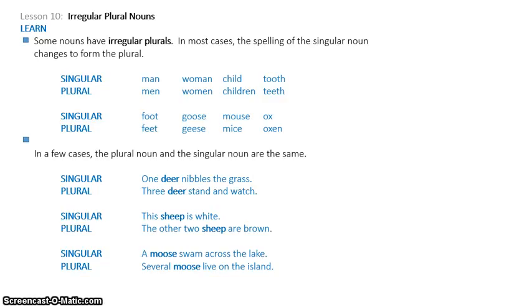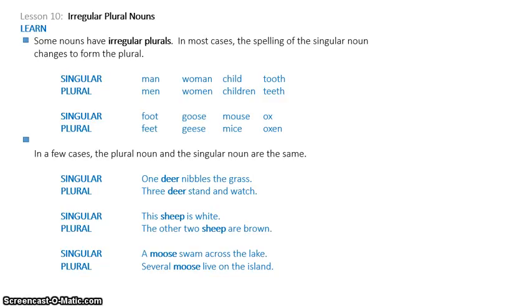So when you're writing a sentence, you have to be able to distinguish if you're writing singular or plural by the words you're putting in front of it. In the second one, you know it's more than one because they actually say the word 2. And then the last one. The moose swam across the lake. Several moose live on the island. So they didn't add an S. In order to make those particular nouns plural, you have to do something to the word in front of the noun. So, like I said, it's just a matter of memorizing certain words.